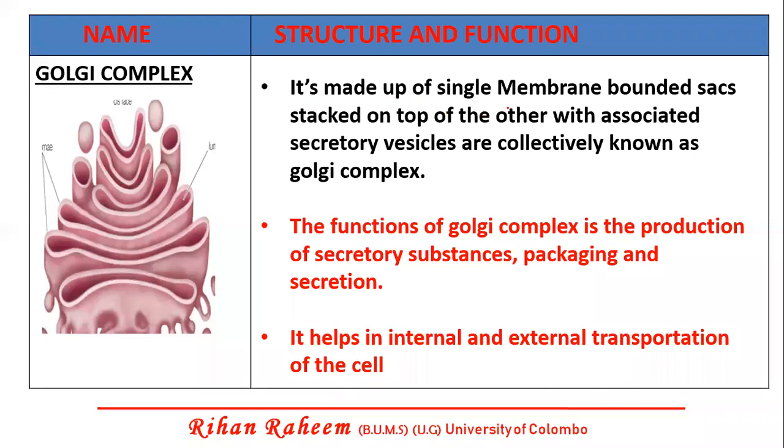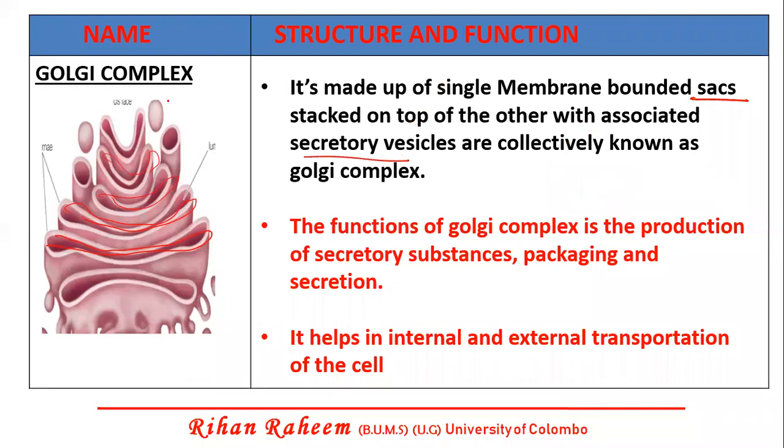Okay, this is made out of single membrane bound sacs. That means many sacs stacked one on top of the other. When you read this without seeing the picture, you can't really understand, but from this picture you can. This is one stack, this is another stack, and another. All are sacs stacked one on top of the other. Understood? They are not big ones, they are small sacs stacked one on top of the other.